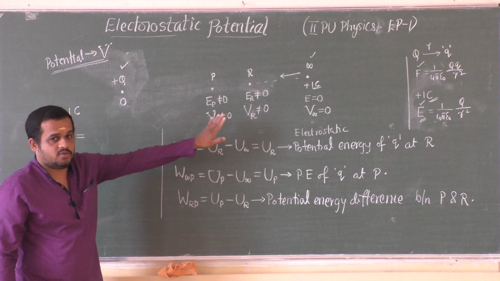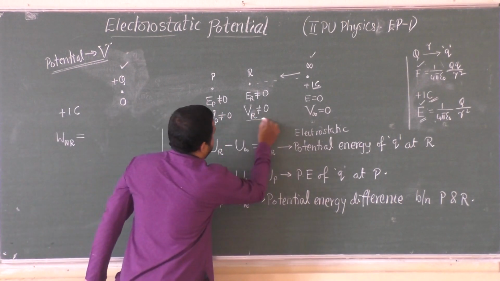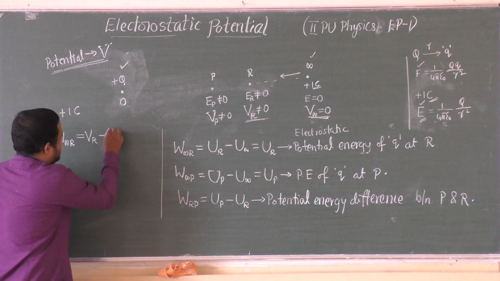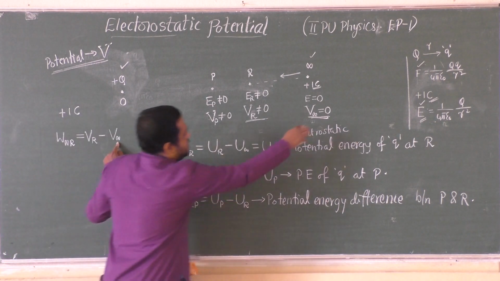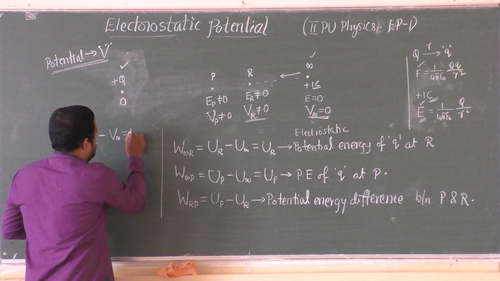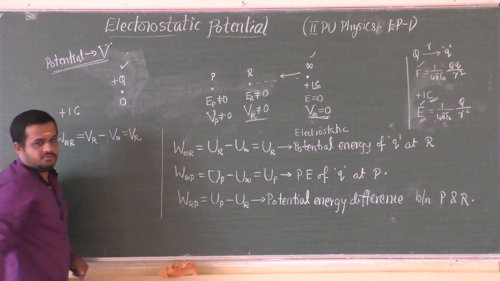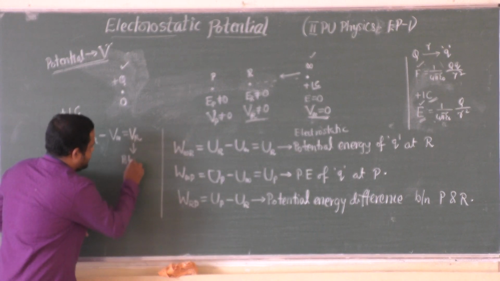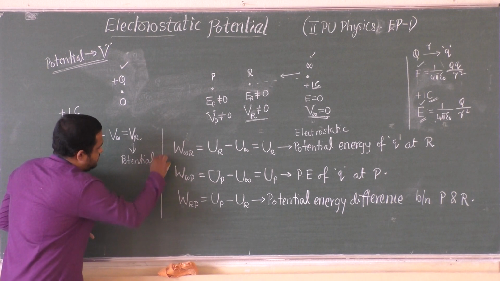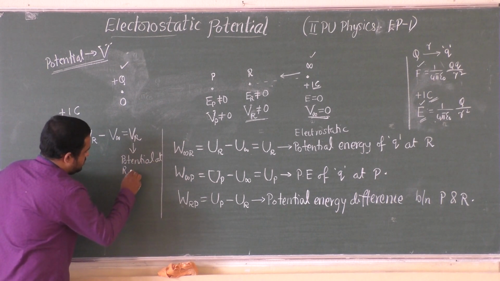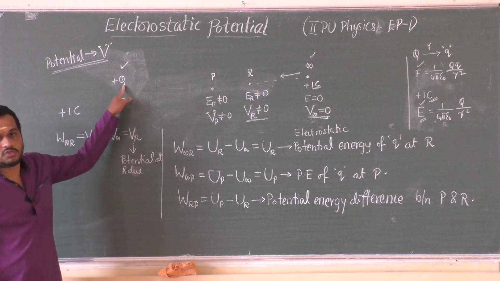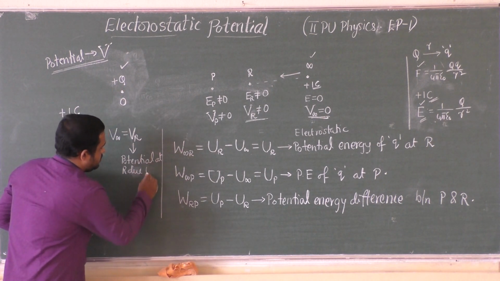work done is stored in the form of potential energy. So final potential energy of unit positive charge minus initial potential energy. Now VR minus V infinity, but V infinity is equal to 0, therefore this is equal to VR. Now what is this VR? VR is nothing but electric potential at point R. Due to which charge is electric potential produced? Due to source charge Q.